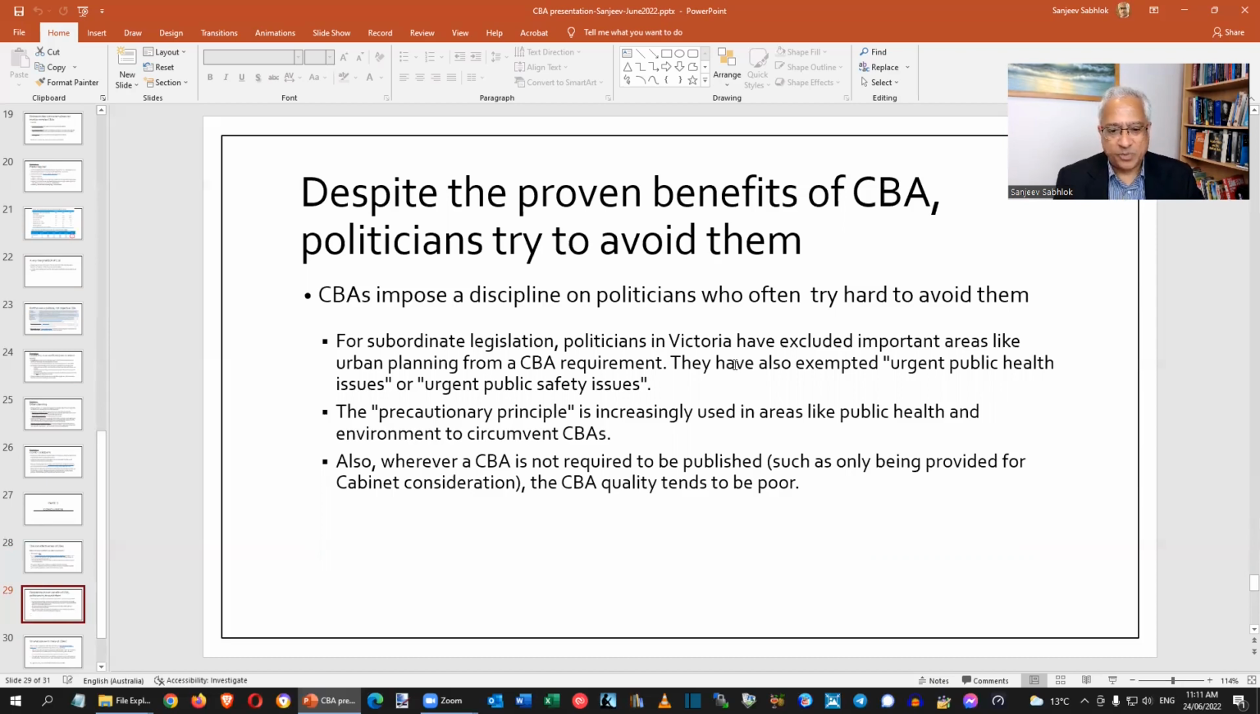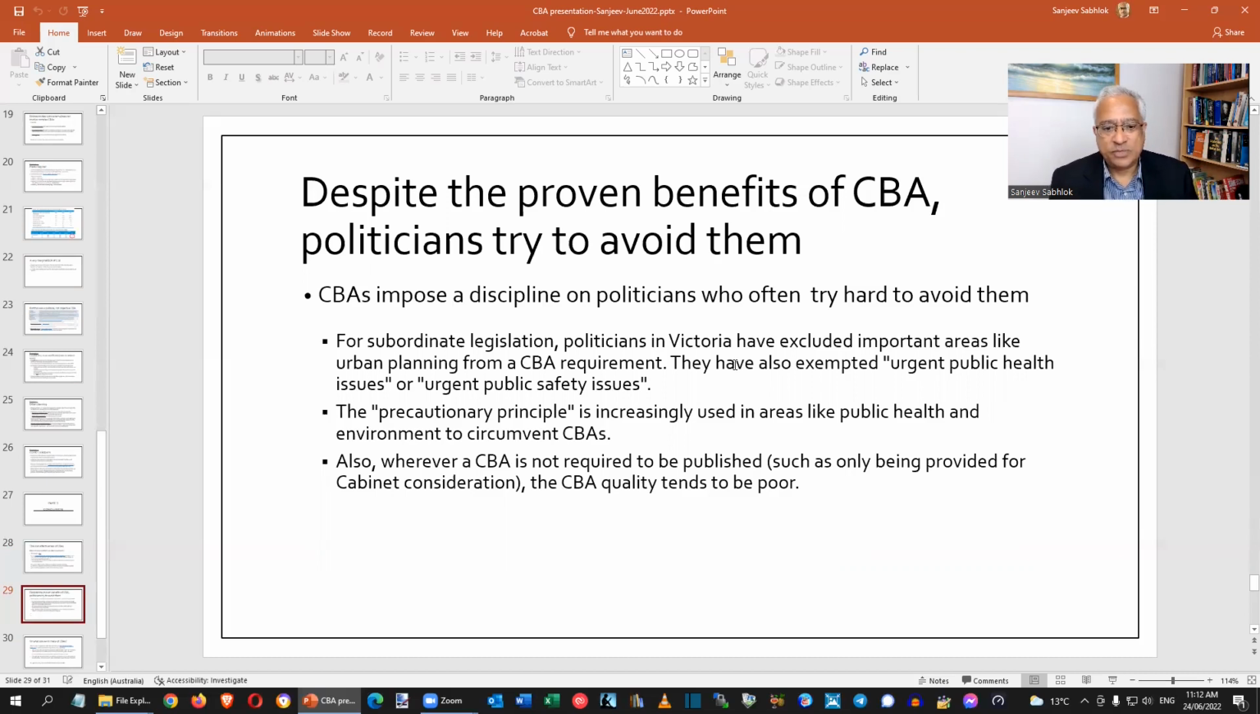But the precautionary principle says, no, you don't need to wait for the evidence. You can just decide and proceed without any analysis. And it circumvents the requirement for CBA. Effectively, you can say, hey, precautionary principle, let's not do a CBA. That's a really bad idea.